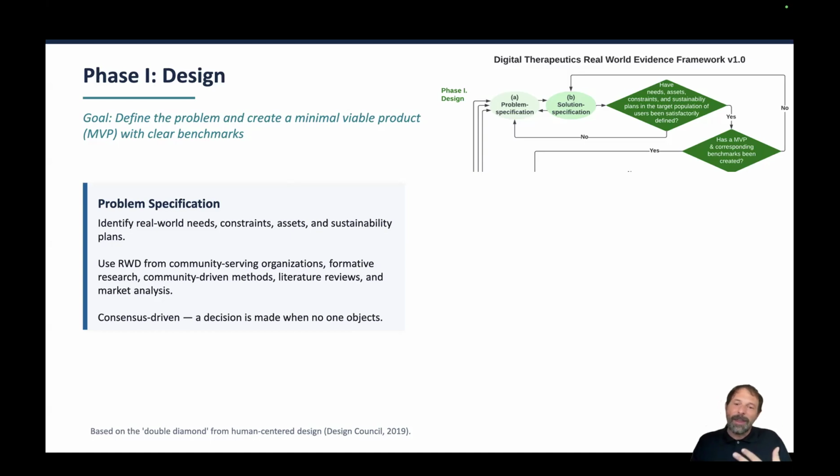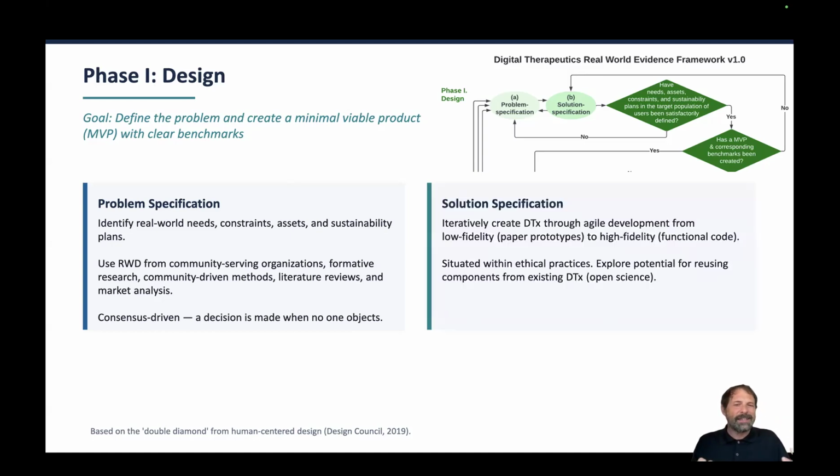And then the other side is that, okay, if we know what the problem is and we have a sense of how a digital therapeutic would help, then you do the iterative work of actually designing a digital therapeutic. And we particularly invite you to use Agile and Scrum type of logic and prototyping, particularly from low fidelity, like paper prototypes, to functional code. And your focus is really just trying to get a signal of like, yeah, I have clarity on what the benchmarks are and how to work it, right?